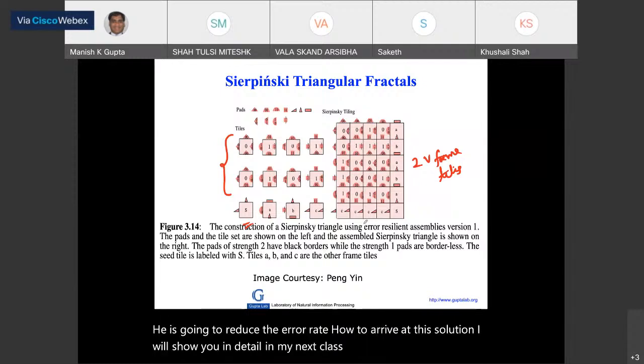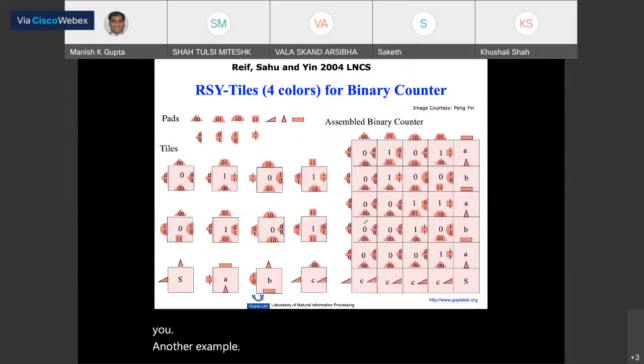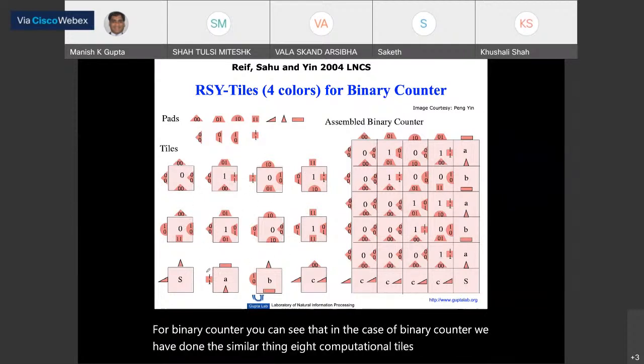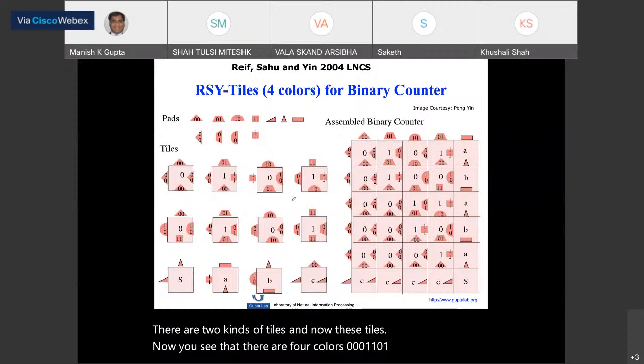Okay, but let me show you another example, for a binary counter. You can see that in the case of the binary counter, we have done a similar thing. 8 computational tiles are there. Seed tile, horizontal frame with a single type of tile, vertical frame with 2 kinds of tiles. And now you see that there are 4 colors: 0, 0, 0, 1, 1, 0, 1, 1. These 4 colors can attach to each other.